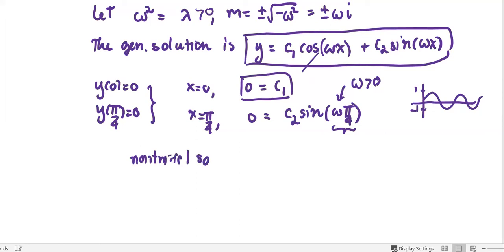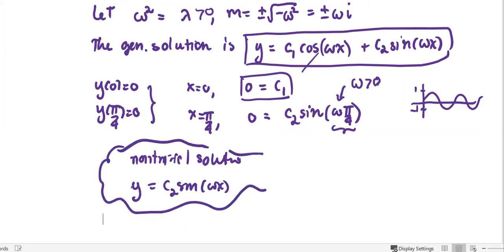Non-trivial solution. Since C1 is already 0, the non-trivial solution will be in the form y equals C2 times psi of omega x. So this is our observation of what we're going to get later. But now we're going to find out what would be the option of lambda that would give us this non-trivial solution. Non-trivial means not 0.